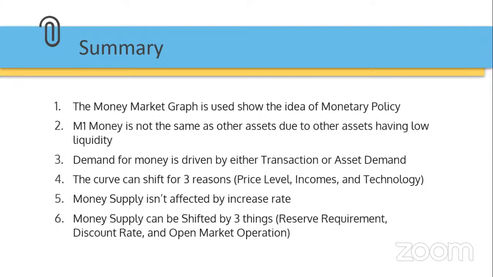Four, the curve can shift for two reasons: cash level, income, and technology. Five, money supply isn't affected by increased rates. And six, money supply can be shifted by three things: reserve requirement, discount rate, and open market operations.